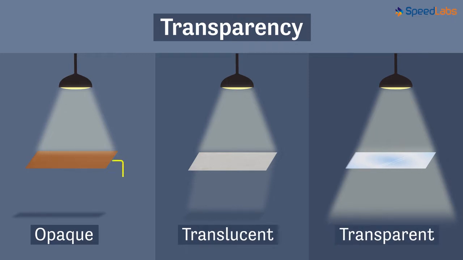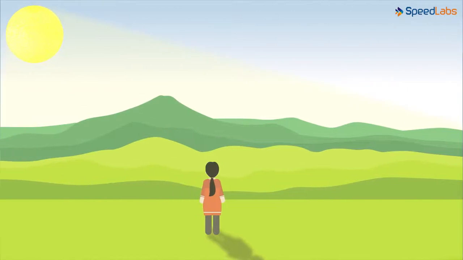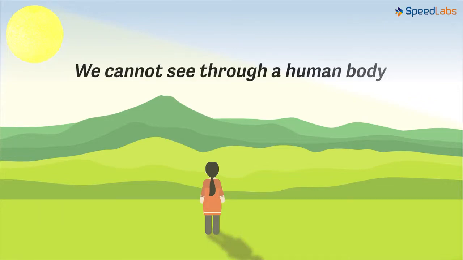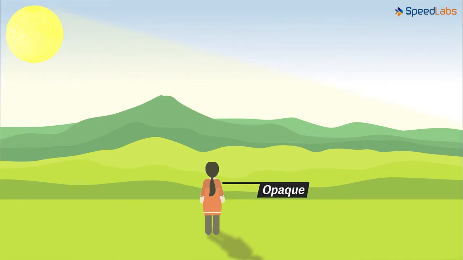The wooden plank did not allow even a single light ray to pass through it. That means nothing can be seen across or through a wooden plank. Similarly, what happens when we stand in sunlight? Our body casts a shadow. It does not allow light rays to pierce through it. In other words, we cannot see through a human body. Such objects are called opaque objects. They do not allow light to pass through them. As a result, nothing can be seen through opaque objects.